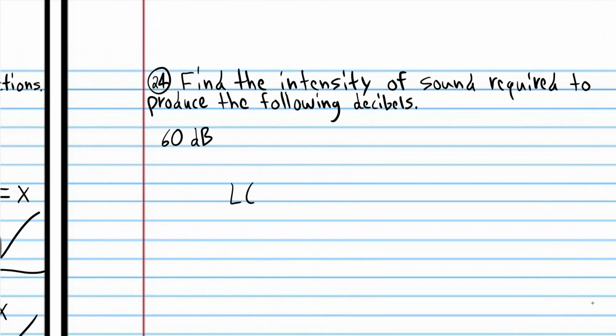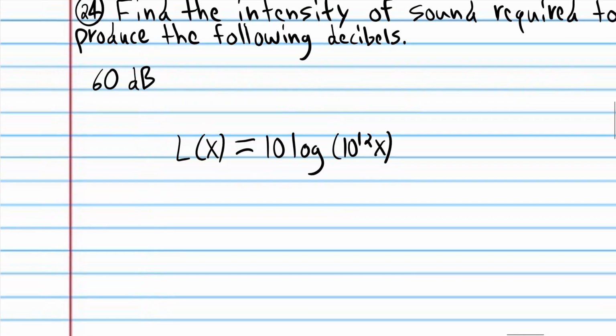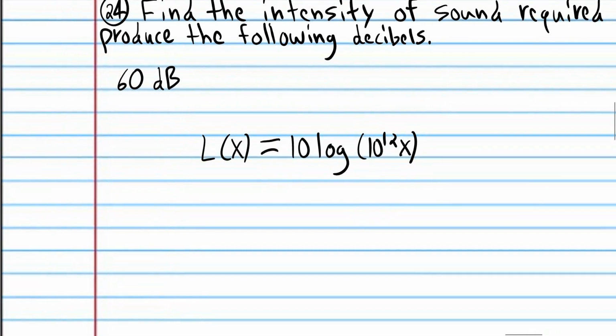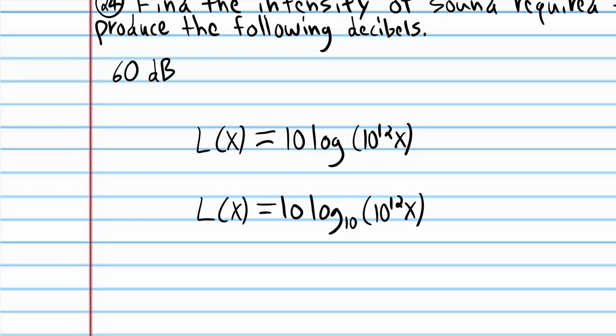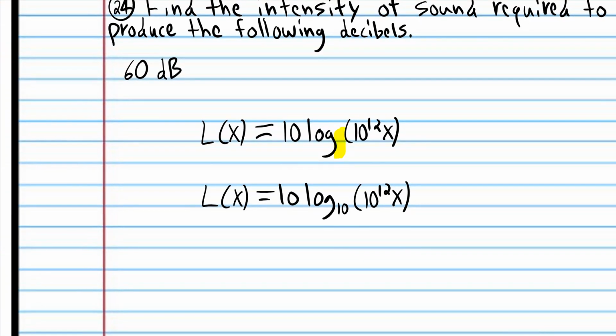Okay, we're back. So the formula, if you forgot it, and again, that's okay, is 10 times log of 10 to the 12th times x. That's just the definition for the loudness of sound. Now notice that there is no base here for the logarithm function. Why is that? Because whenever you have a base 10 logarithm, the base is not written, but I'm going to write that base in just so there's no confusion, so that we know exactly what the base is.